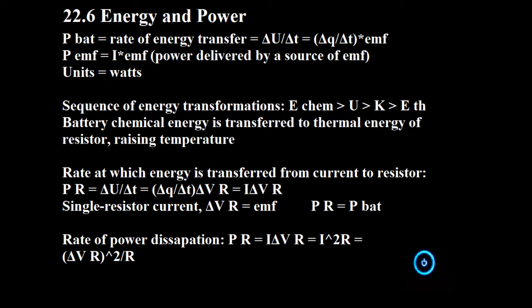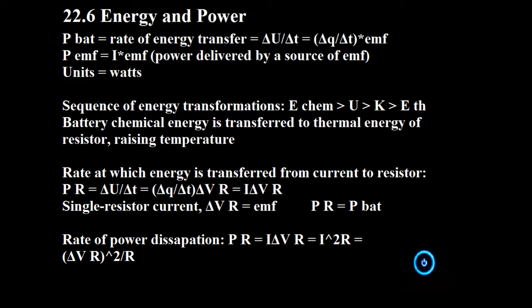P bat, which is the rate of energy transfer, is defined as the change in potential energy divided by the change in time, which is also represented by the change in charge divided by the change in time times EMF. Now P EMF, which is the power delivered by a source of EMF, is just current times EMF. And the units of both of these powers is watts. In a circuit, the sequence of energy transformations starts as chemical energy to potential energy to kinetic energy to thermal energy.